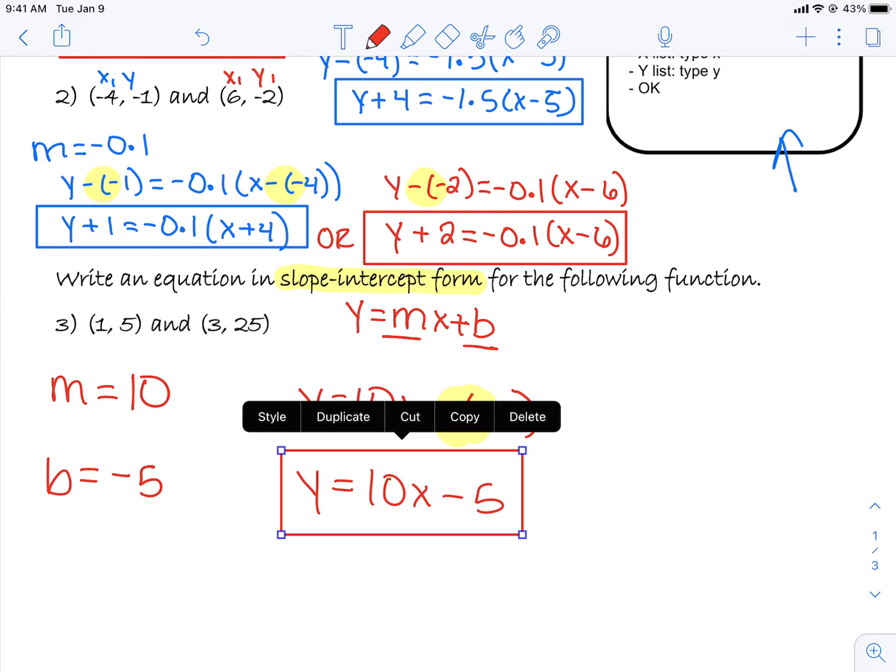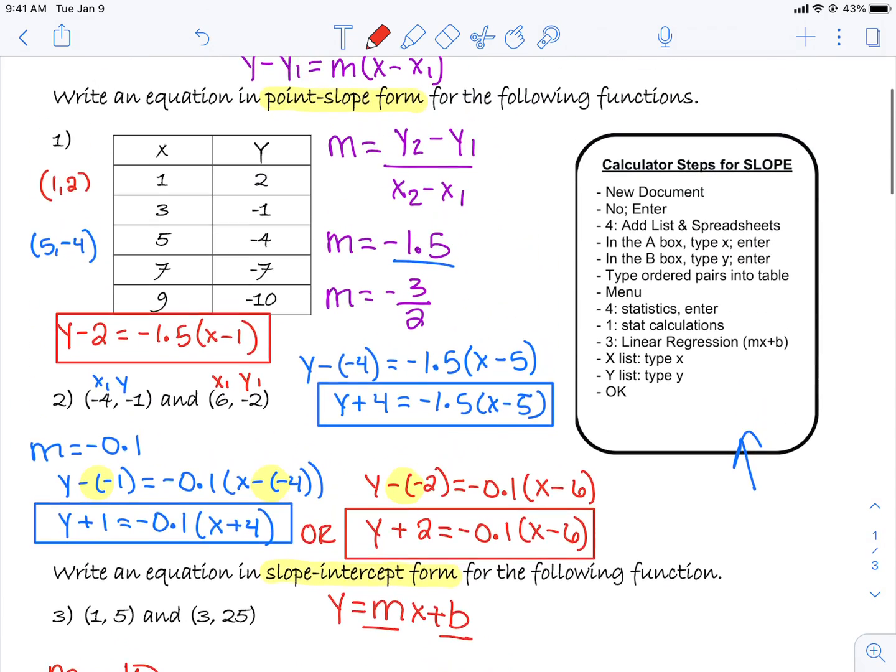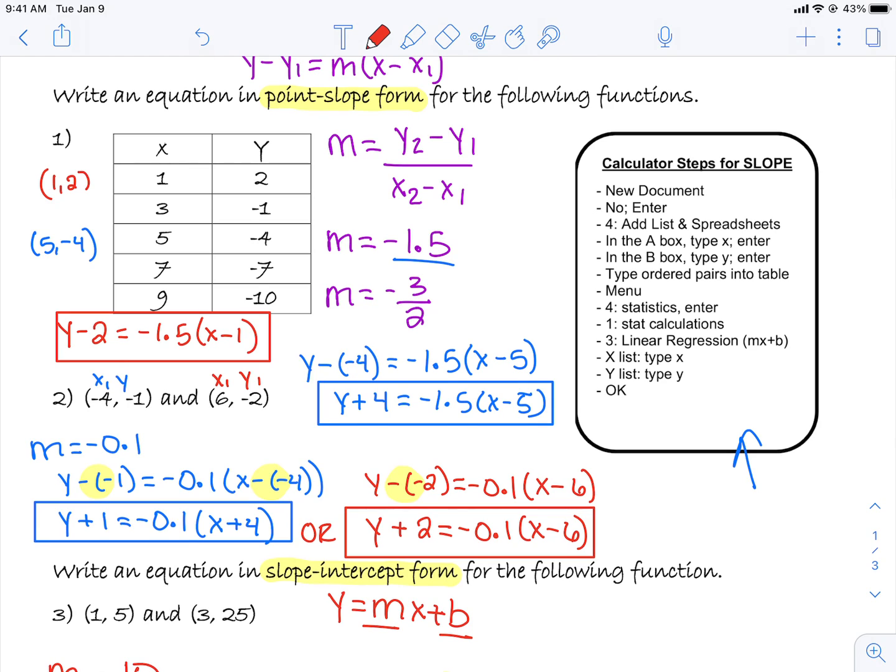So again, make sure you're reading to see what form they want it in, slope-intercept form versus point-slope form. And use your calculator to help you. The calculator steps are here for your reference.